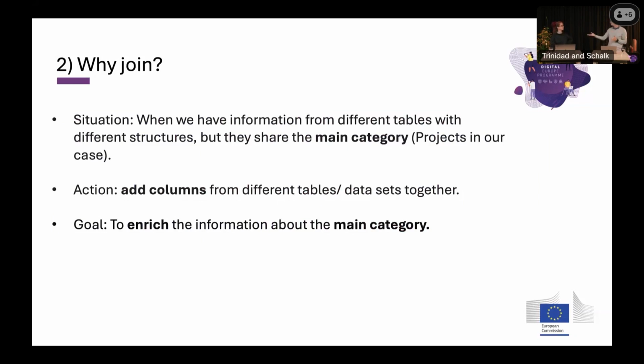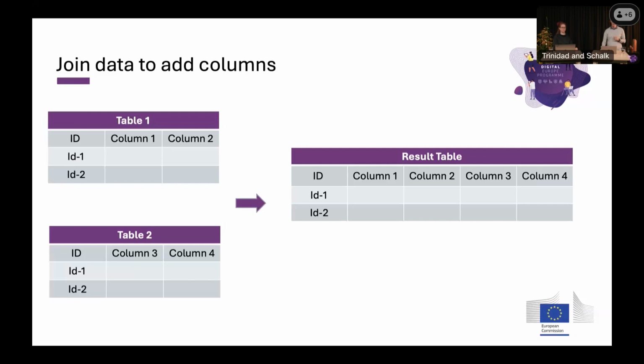The main category, which in our use case is what? Yeah, it's the project ID. Exactly. So we identify all the projects by this identifier. This main category is our key column. And then from there, we're going to start adding information for the projects. Exactly. So this is the main concept of joining.